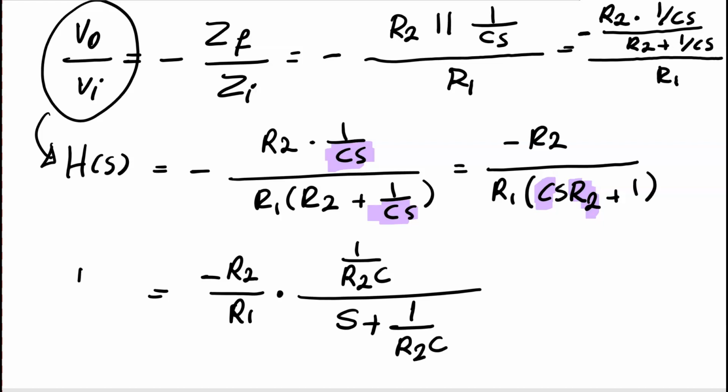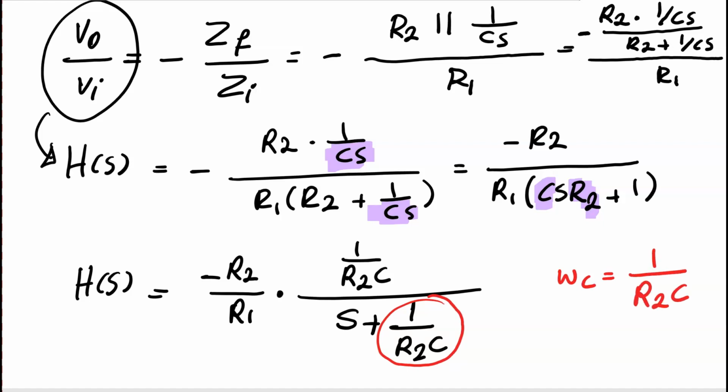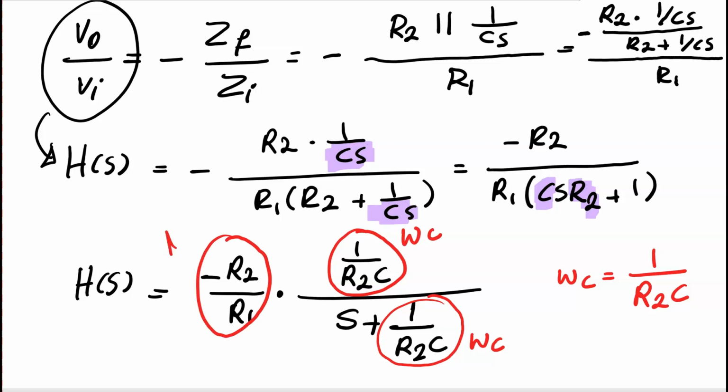So now you can see that this transfer function is exactly in the form of the standard format of a low-pass filter transfer function. And it tells me that the cutoff frequency for the circuit is equal to 1 over R2C. So I have the cutoff frequency here, and then what I have in the numerator should be equal to the gain multiplied by the cutoff frequency. So since I have the cutoff frequency here as well, it means that what I have left here is basically the gain. So let's go back to the circuit.